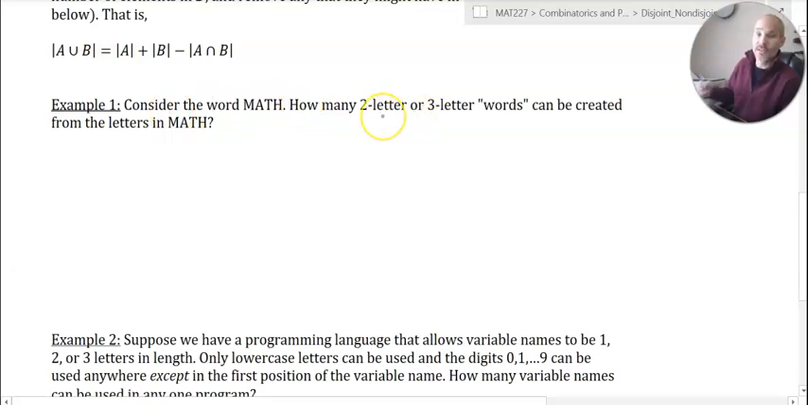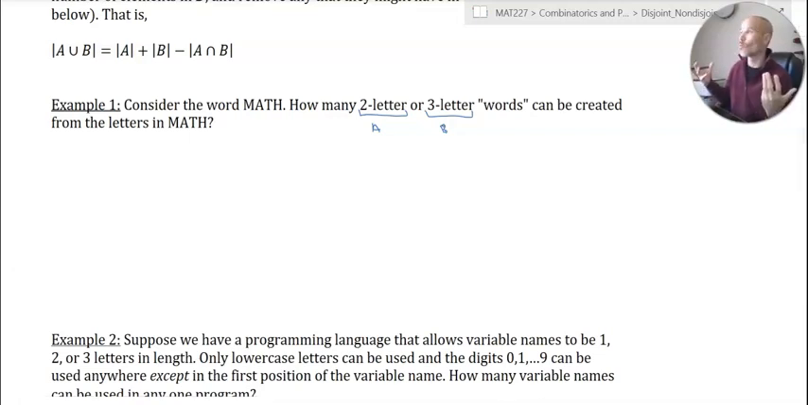Well, that's two different things, right? We can think about the 2-letter words as maybe set A, and we can think about the 3-letter words as set B. And we have to ask ourselves now, okay, how many elements would be in the intersection, right? We need to count the number of 2-letter words. We need to count the number of 3-letter words, and then subtract away any words that those two sets have in common.